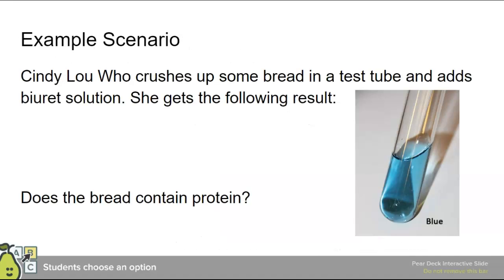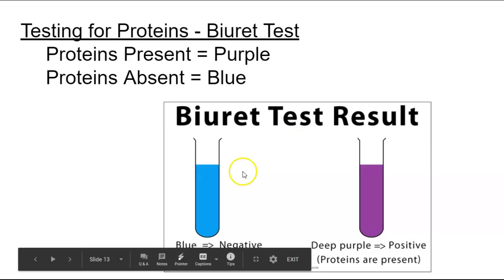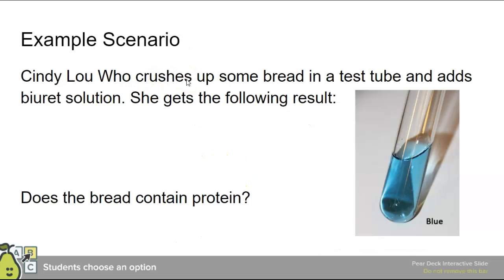So let's do one example, okay? Cindy Lou Who crushes up some bread in a test tube and adds Biuret solution. She gets the following result. Does the bread contain protein? Yes or no? So in this example, it's blue. And if we go back to our notes here, blue means that proteins are absent. So Cindy Lou Who's bread does not have protein in it. And that's how you do the test.